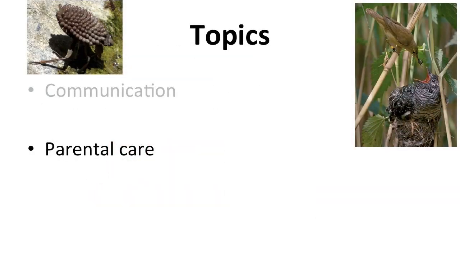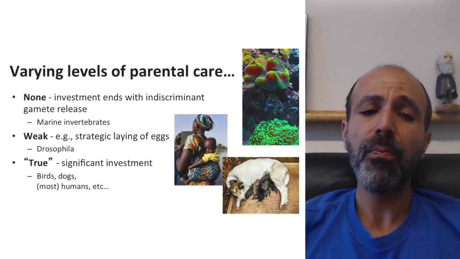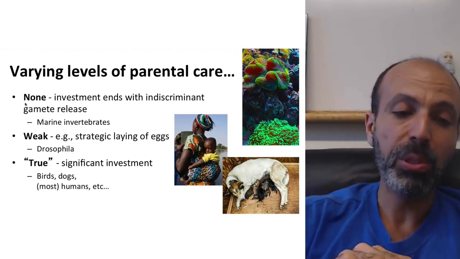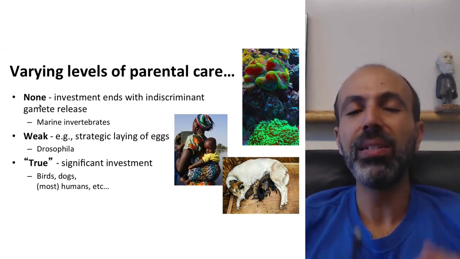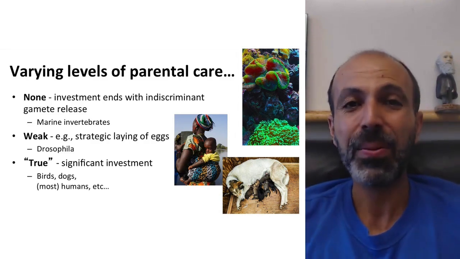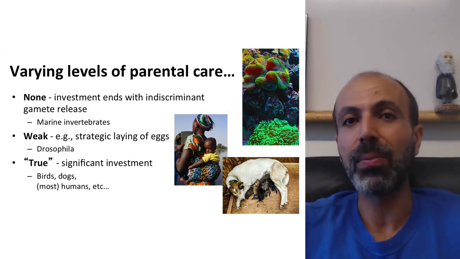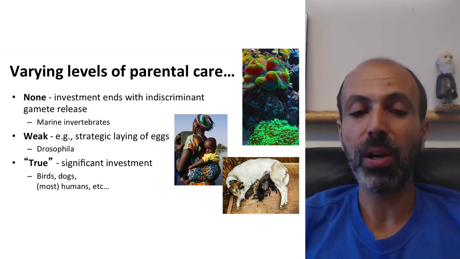So the last topic I wanted to cover with you today is parental care. And again, I'll talk about this only very briefly. There are many levels of parental care out there. There's absolutely no parental care, where investment in your offspring ends with indiscriminate release of gametes. This is again what happens with a lot of marine invertebrates. They just spew out their gametes, and that's it. They never do anything else for their offspring.